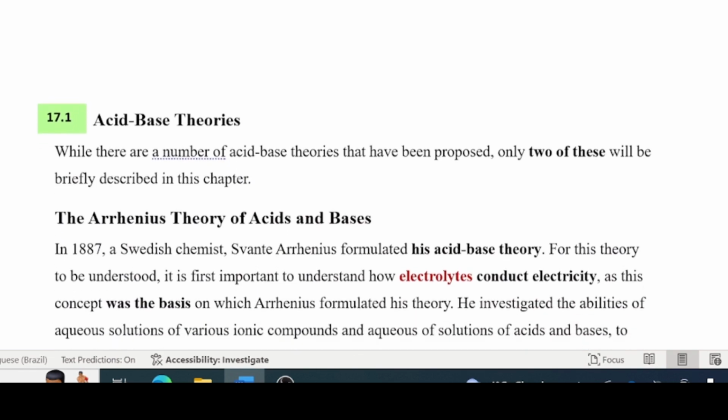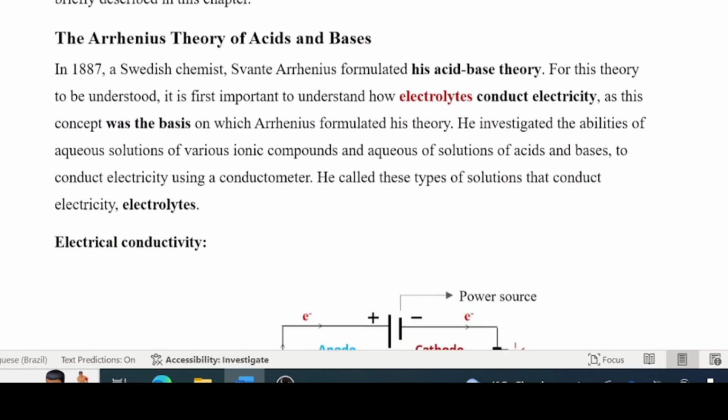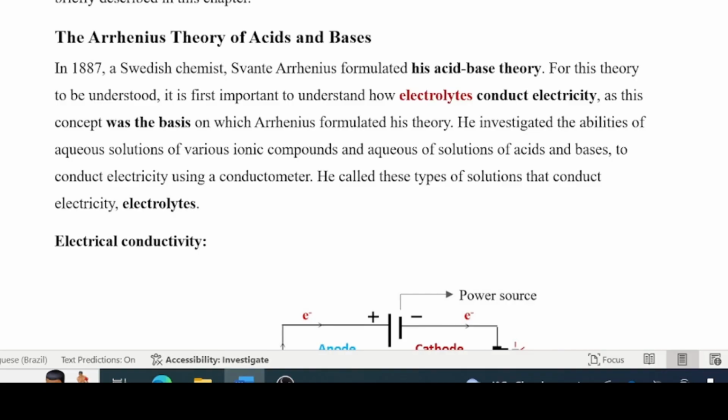We're looking at the acid-base theories. First one we're looking at is the one that is proposed by Arrhenius. In 1987, a Swedish chemist by the name of Svante Arrhenius formulated his acid-base theory.